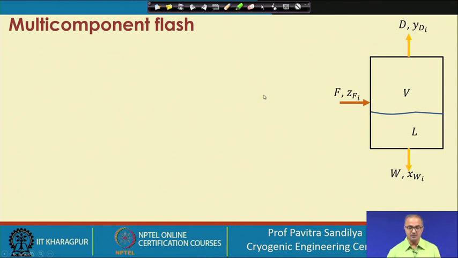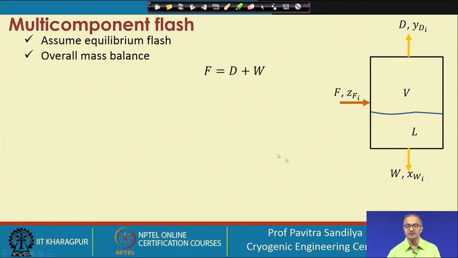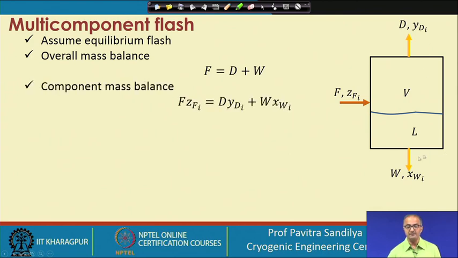With this, what we do now is write the equilibrium flash we assume. That means we are assuming that this D and W are coming to equilibrium, and then we write the overall material balance like F equal to D plus W at steady state, and we write the component mass balance also at steady state in terms of these particular mole fractions.